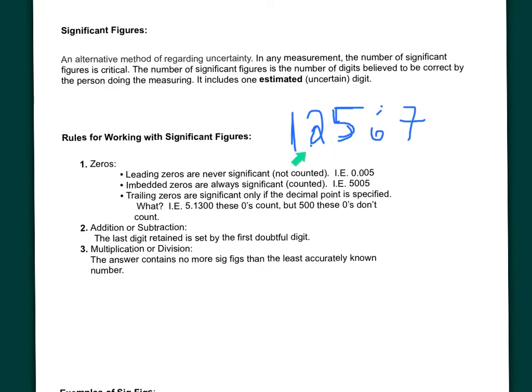So any digit between 1 and 9 counts all the time. The one digit that can be a problem is the 0. Zeros can be problematic. So here we've got the rules for the zeros. Leading zeros are never significant. Now what is a leading 0? A leading 0 is a 0 over here just flat out holding a place, because you could write that number in scientific notation and then the zeros wouldn't be there.